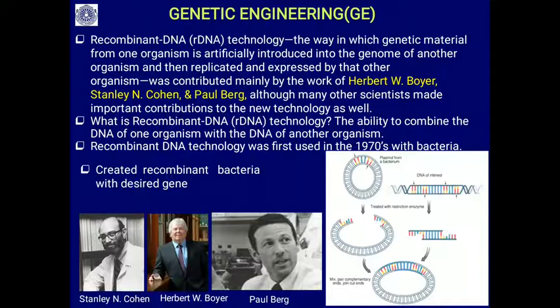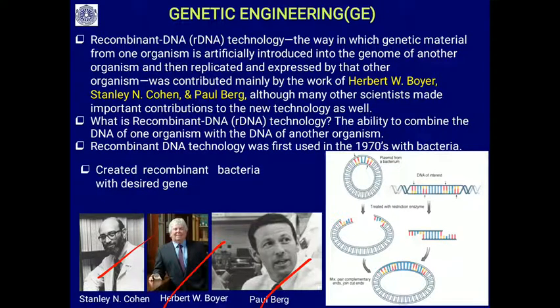So this recombinant DNA technology, the way in which genetic material from one organism is artificially introduced into the genome of another organism and then replicated and expressed by the other organism, was contributed mainly by the work of Herbert Boyer, Stanley Cohen and Paul Berg. They are responsible for developing this technology. Many other scientists contributed, but mainly these three scientists contributed this recombinant DNA technology, which is the basis of genetic engineering.